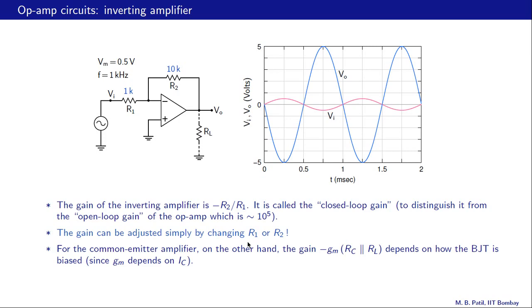And let us compare that simplicity with another amplifier we have seen earlier, that is the common emitter amplifier. For the common emitter amplifier, on the other hand, the gain was minus Gm times Rc parallel RL. So first of all, it depended on the load resistance. This one does not. And also it depends on Gm. So the gain depends on how the BJT is biased, because Gm has a dependence on IC. So it surely is not as simple as using an op-amp circuit for amplification.